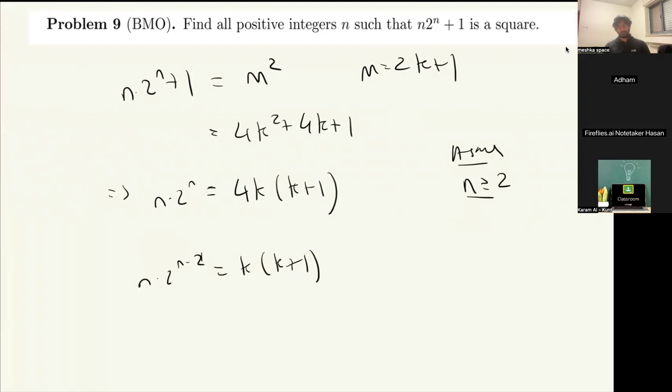So n multiplied by 2 to the n minus 2 cannot be a square itself. But we don't have any squares anymore, right? We have k times k plus 1. This doesn't have to be a square, which is why I'm saying it cannot be a square.